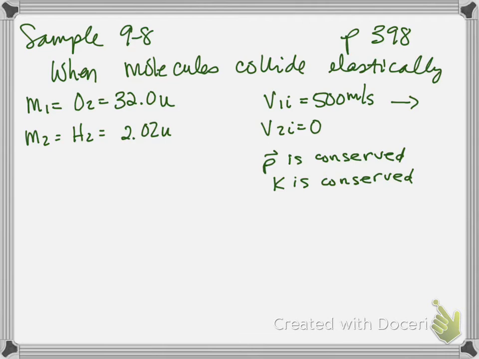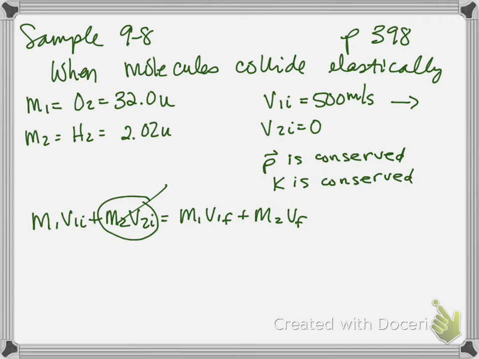So our equation for conservation of momentum is M1 V1I plus M2 V2I equals M1 V1F plus M2 V2F. Now, a couple things we know here: since the hydrogen molecule is originally at rest, this whole term goes to 0, and the others are unknown. But let's talk about why we can keep the masses as u instead of converting to kilograms, which would be annoying and messy because we're going to have like 10 to the minus 27th, right?